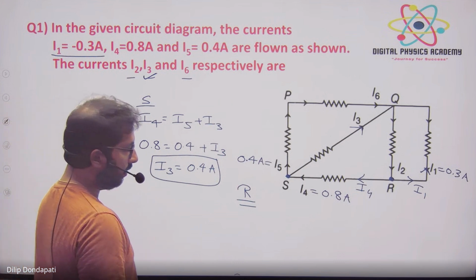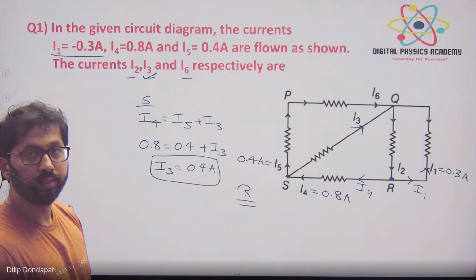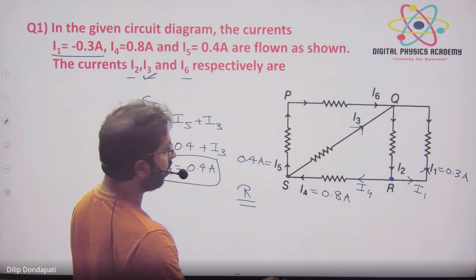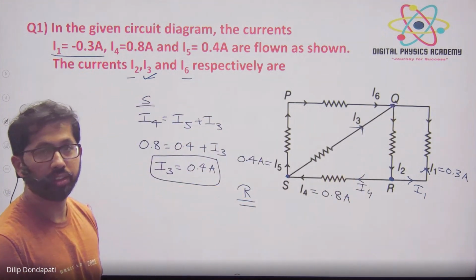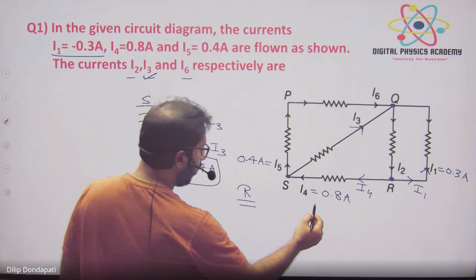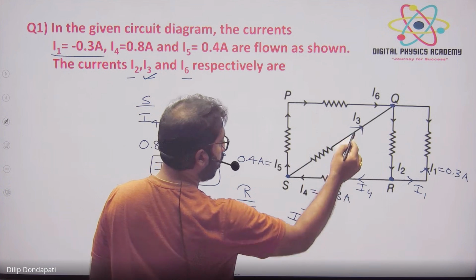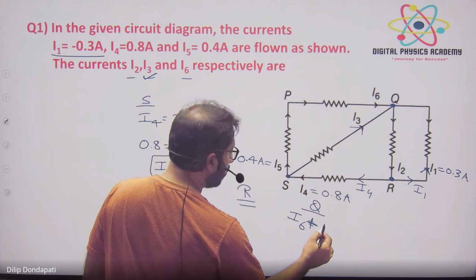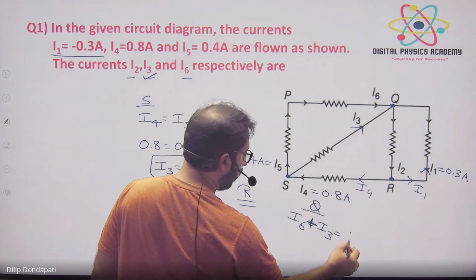Tell me what is the answer? 1.1. Okay. I6 is? How will you take I6? Which junction will you take? A junction, where 3 or more wires meet. That is a junction. So apply it at Q. At Q, incoming currents are equal to outgoing currents. I6 plus I3 are the incoming currents and the outgoing current is I2. That's all.